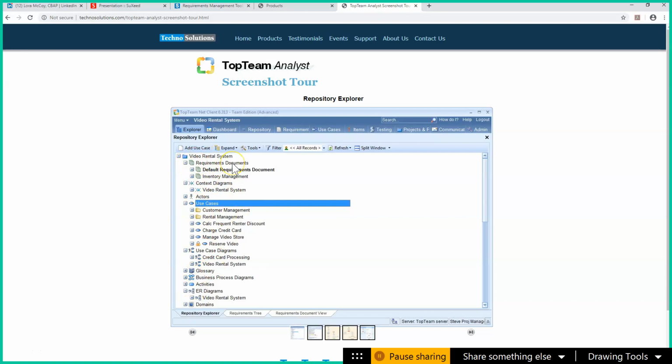Mine has strategy analysis, and under strategy analysis, I have business process diagrams, stakeholders, and business objectives and business requirements. Underneath, I have my current and future state. My process modeling is under strategy analysis. Under requirements analysis, I have things like my use cases. My actors are actually underneath.